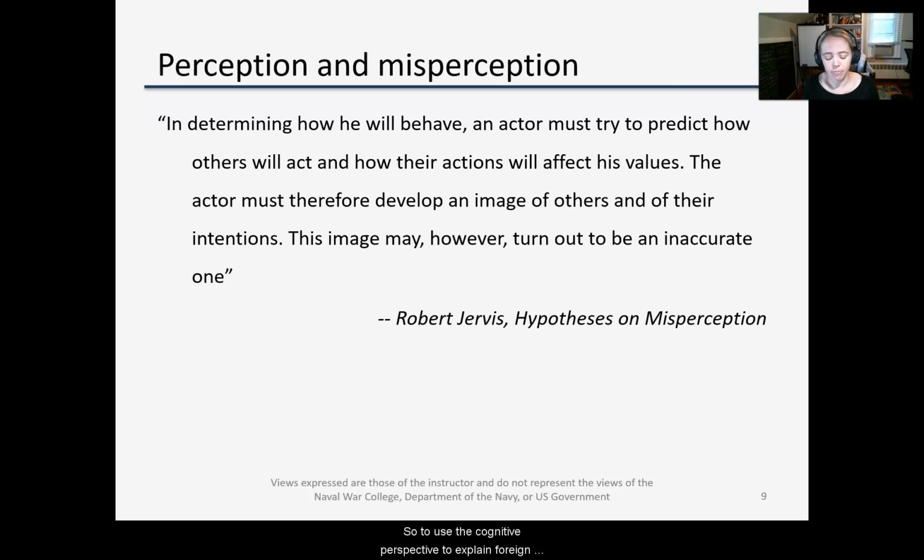So to use the cognitive perspective to explain foreign policy decision-making, we need to combine our understanding of human decision-making in general with an understanding of the particular leader or leaders involved in a particular case. So we would ask things like, how is the leader likely to frame and categorize a particular situation? What heuristics and biases might shape their beliefs about the world? How are they likely to decide among options based on their beliefs?